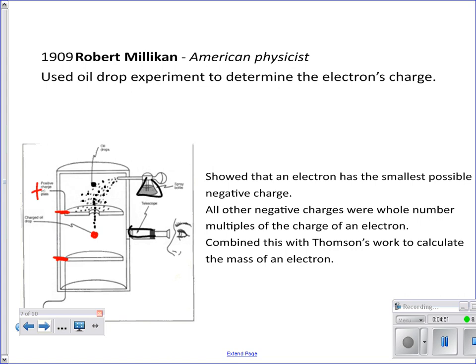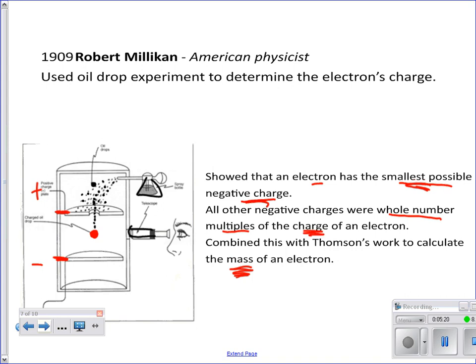So this, I can't really see this, I think that's positive and this one's negative. But he would adjust the charges on these 2 plates and get this drop to suspend right there. Again, he did this thousands of times, and he showed that the electron has the smallest possible negative charge. So every time he did this, he got whole number multiples of that small negative charge. So he was able to go ahead and calculate the mass of an electron as well.